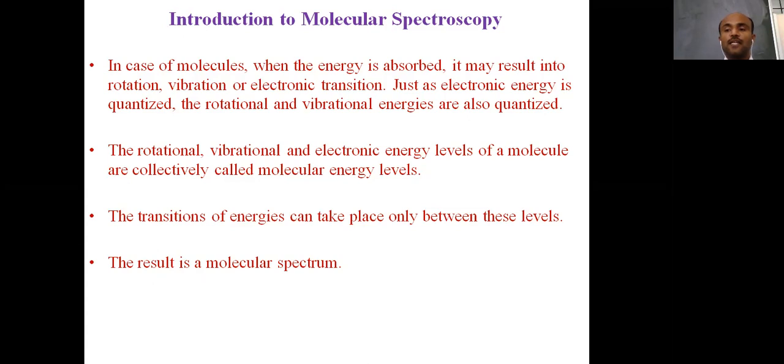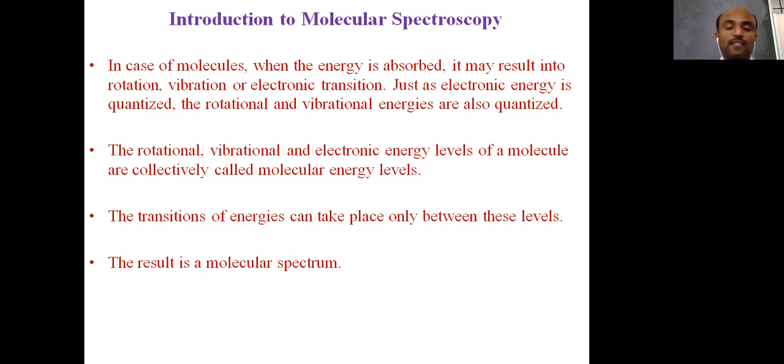So when material is exposed to electromagnetic radiations, either the molecule show rotations, vibrations, or electronic transitions observed in the molecule, and it depends on the energy associated with that particular radiations. Just as electronic energy is quantized, the rotational and vibrational energies are also quantized. The rotational, vibrational, and electronic energy level of the molecule are collectively called molecular energy.